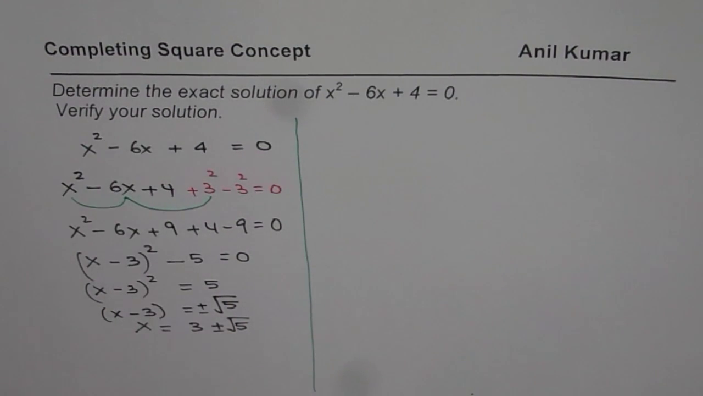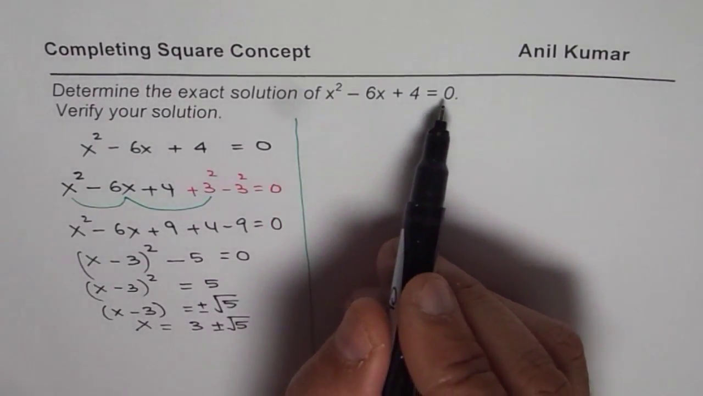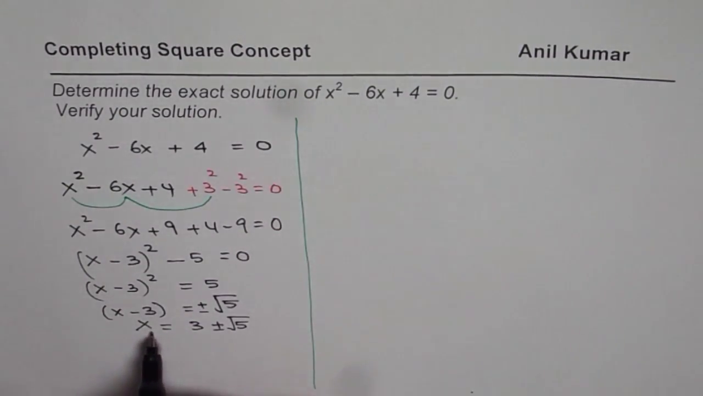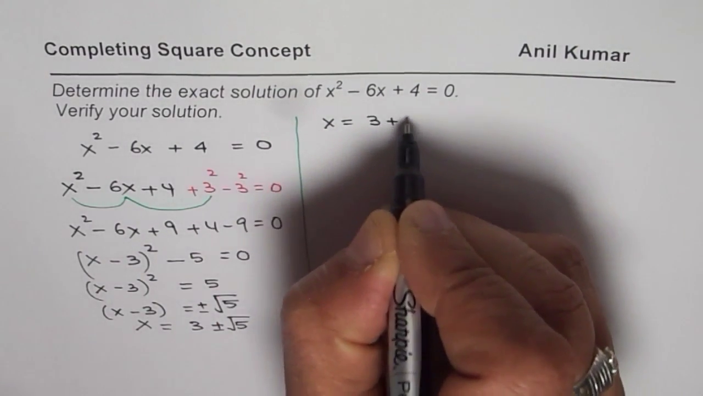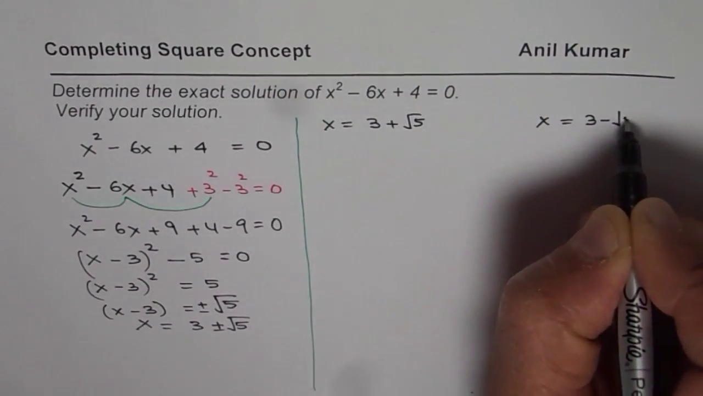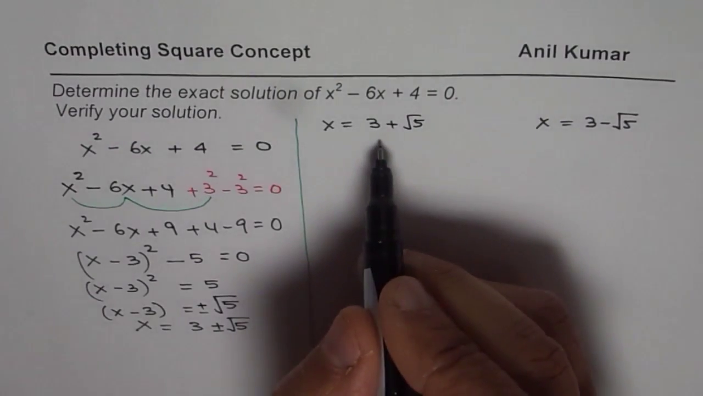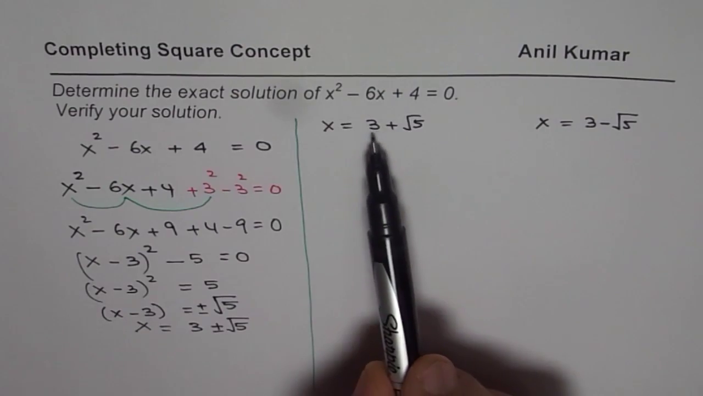Now the second part is to verify your solution. That is a very tricky part. How do you verify that 3 plus square root 5 is a correct solution? Basically, you need to substitute this value and check that you get 0. There are two solutions. One is x equals 3 plus square root of 5, and the other is x equals 3 minus square root of 5. Let me do one of them for you. The other one you practice on your own. So we'll substitute this value for x.